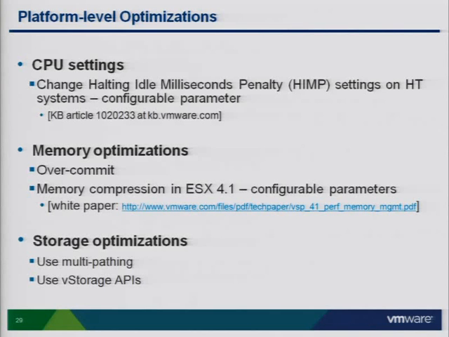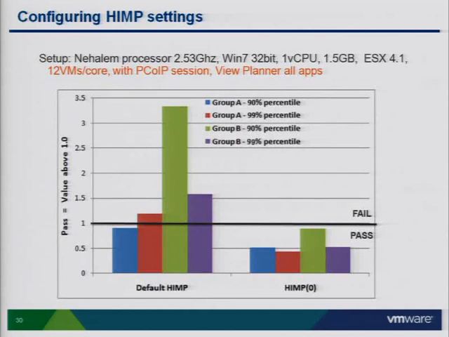Now, in the interest of time, I'm going to present the results on the CPU, which is the HIMP setting, and how it affects the VDI workload with ViewPlanner. Before going into the chart, let me explain some of the setup details. We used a Nehalem processor, and the guest is Windows 7 32-bit, configured with one vCPU and 1.5 gig of main memory, on an ESX 4.1 host. Here we have done 12 VMs per core.